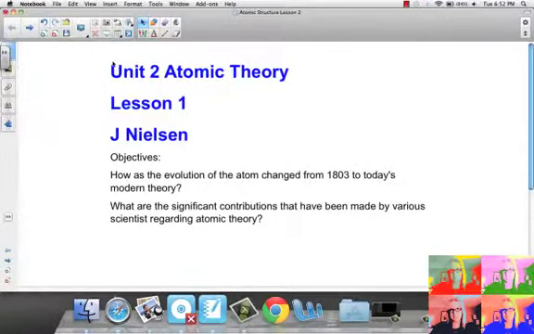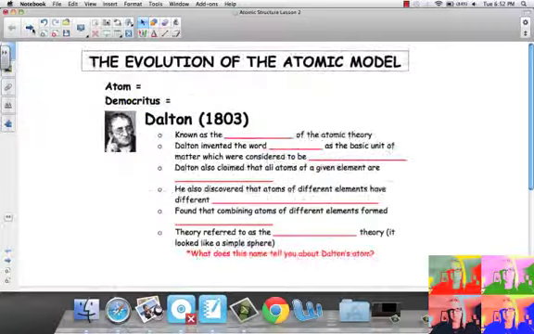Okay, so this starts Unit 2, Atomic Theory, and this is Lesson 1. Today we are going to talk about how the evolution of the atom has changed from 1803 to today's modern theory, and what are the significant contributions that have been made by various scientists regarding atomic theory.